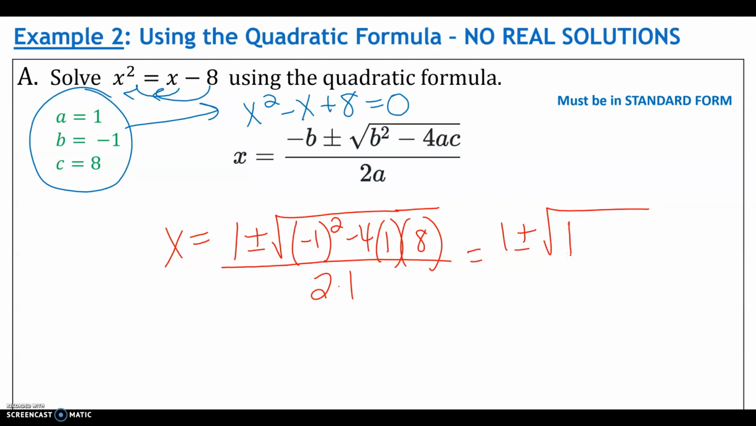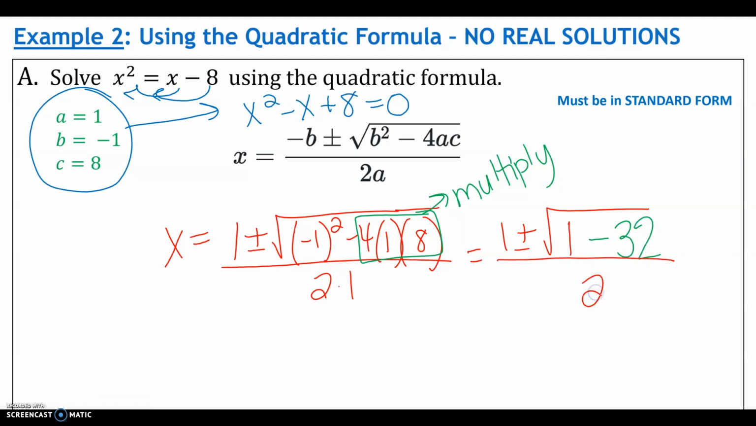So it's going to be a 1. And then we're going to do these 3. It's going to be minus. Then we're going to multiply. You get what? Negative 32. And then all divided by 2. So keep simplifying. So 1 plus or minus the square root of negative 31 divided by 2. Now, think about this. You cannot take the square root of a negative number.